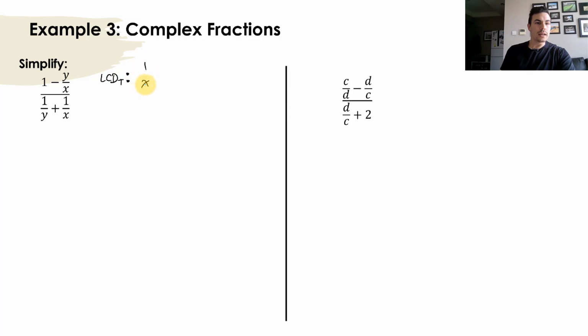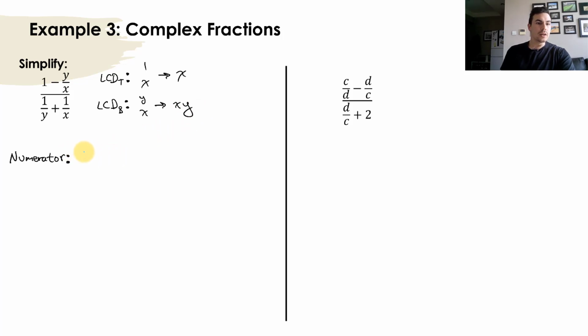So I've got a 1 and an x here. So the LCD of the top, or my numerator, would just be x. Now let's take a look at the bottom, the LCD of the bottom. I've got a y and an x. So we just multiply those together to get the LCD of the bottom. So that's going to be yx or xy.